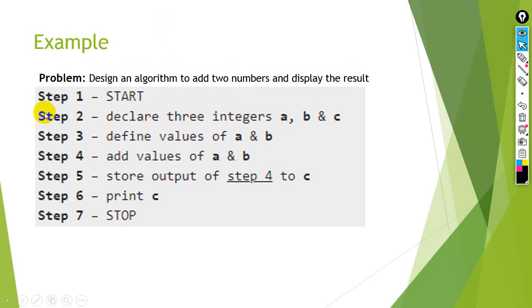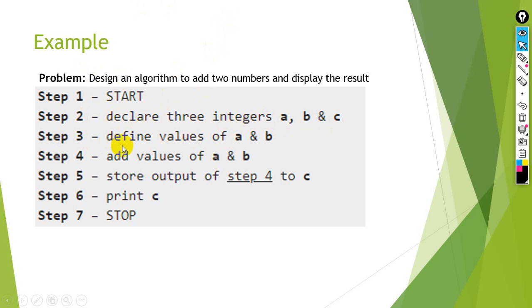So how will we design an algorithm? The first step is the starting step. We will start our algorithm for the addition of two numbers. Next, declare three integers a, b and c. So I will declare three variables of data type integer.